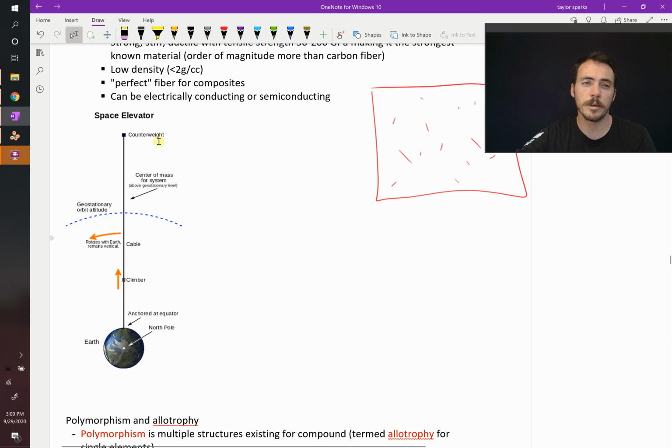How much cooler would it be to put a counterweight out in space that is in geosynchronous orbit with the Earth, meaning it stays directly over some spot? So you anchor it, say at the equator, you've got this rope or cable that goes out into space. You could just climb right up it and get out to space, and you could escape gravity that way.